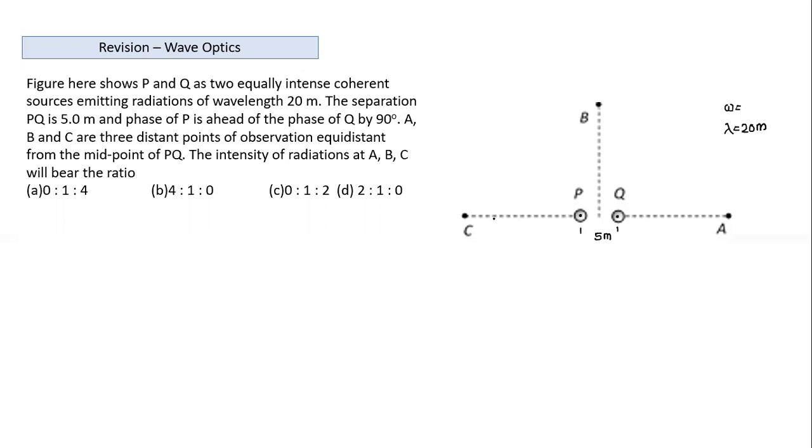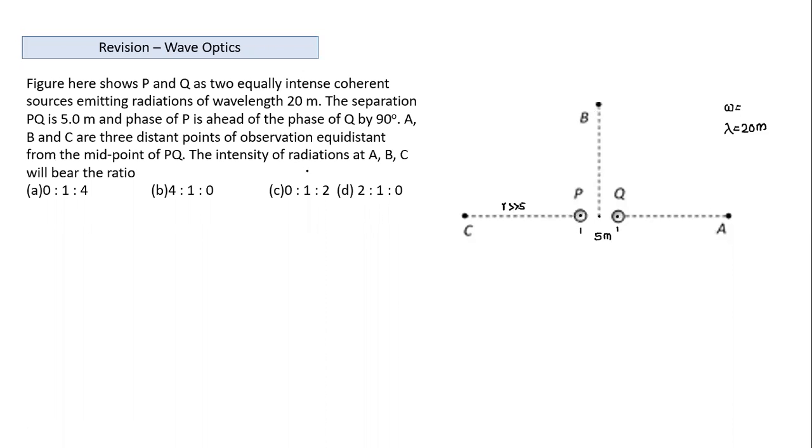So this is what is given, and there are 3 points A, B, C, where R is a fairly large distance. This distance is much larger than 5 meter. That's what it means. R is a large distance from the sources, and these are all equidistant from here. So if I draw a circle from the midpoint, all the points A, B, C lie on the circle, A and C on the line joining the two, and B on the perpendicular bisector.